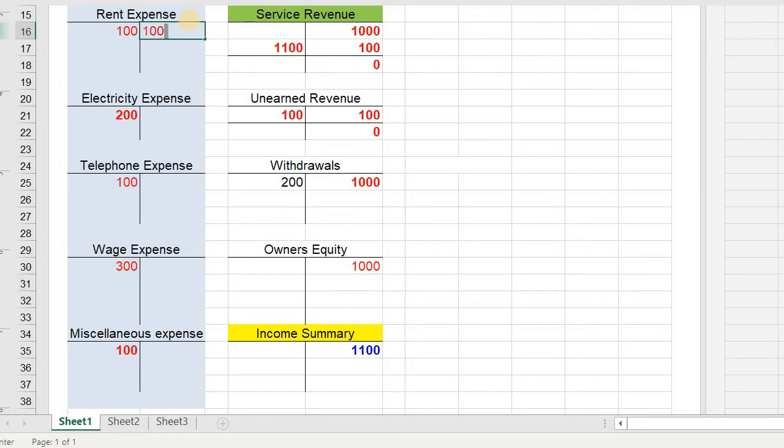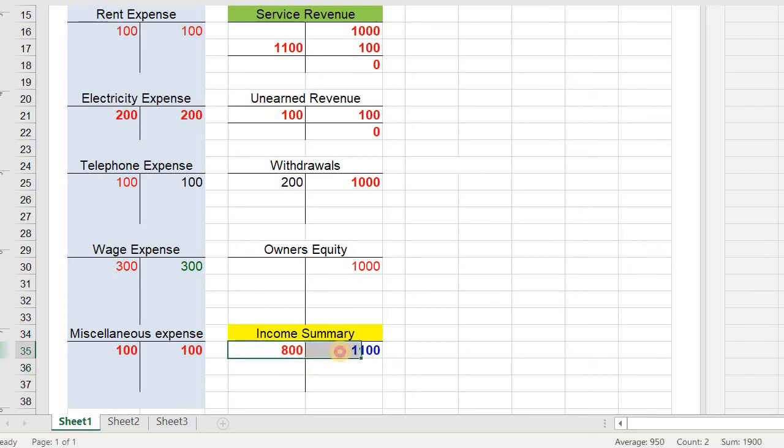100 zeros that out. 200 zeros that one out. 100 zeros that one out. 300 zeros that one out. And 100 zeros that one out. Total of $300, $400, $500, $600, $700, $800. So we're going to credit expense, debit income summary.